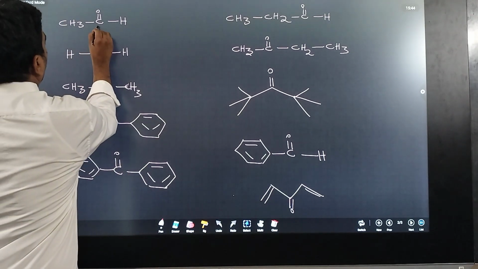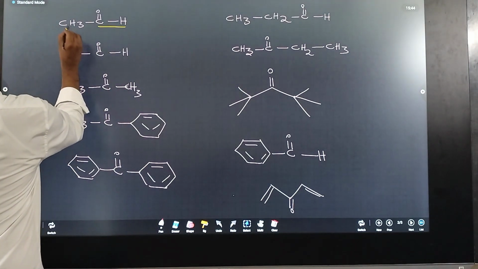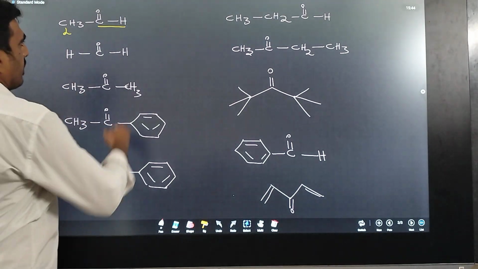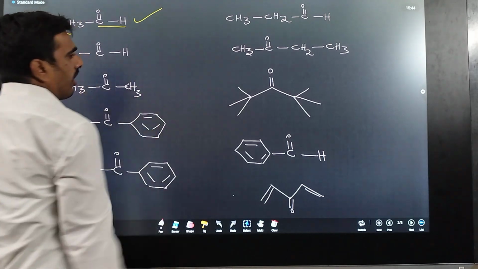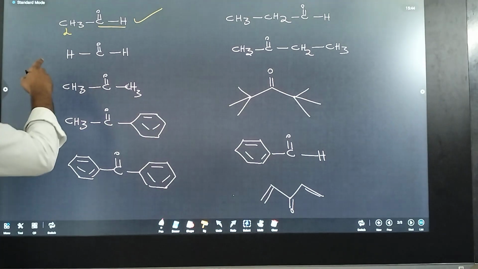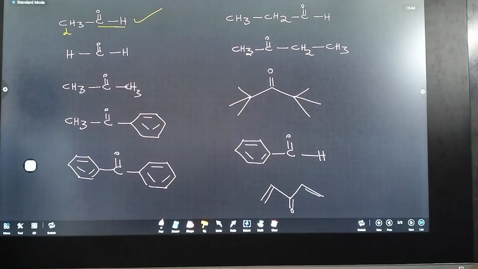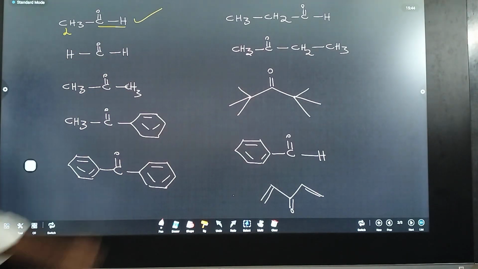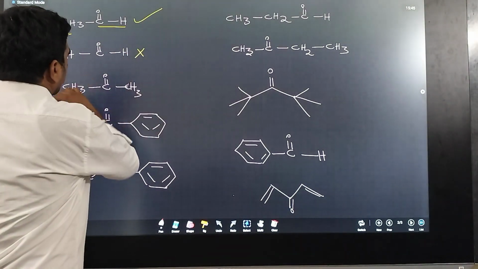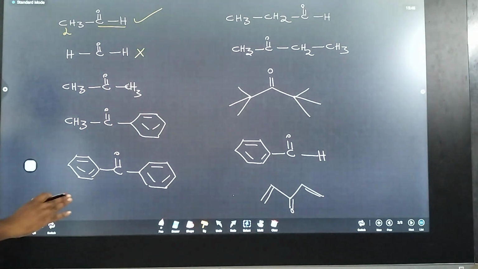This is a functional group. The adjacent carbon is the alpha carbon. The alpha carbon must be sp3 hybridized. So that's why this participates in aldol condensation. Now the second example. Here there is no alpha carbon. This is the functional group carbon, and there are no adjacent carbons. So there is no alpha carbon, and it does not participate in aldol condensation.